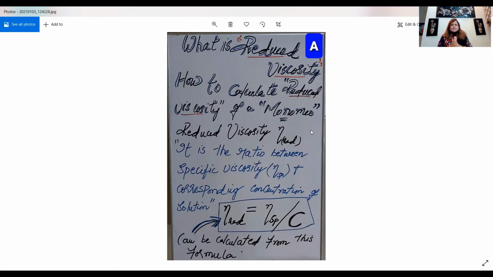What is reduced viscosity? It is the ratio between specific viscosity, which I just have mentioned, and the corresponding concentration. Reduced viscosity can be calculated by this formula: reduced viscosity equals specific viscosity over concentration. If you divide these two things, you are going to get the value for reduced viscosity. Okay.